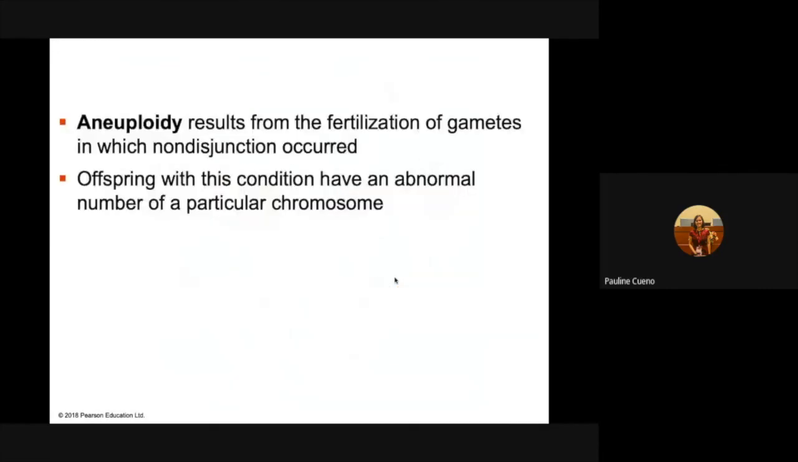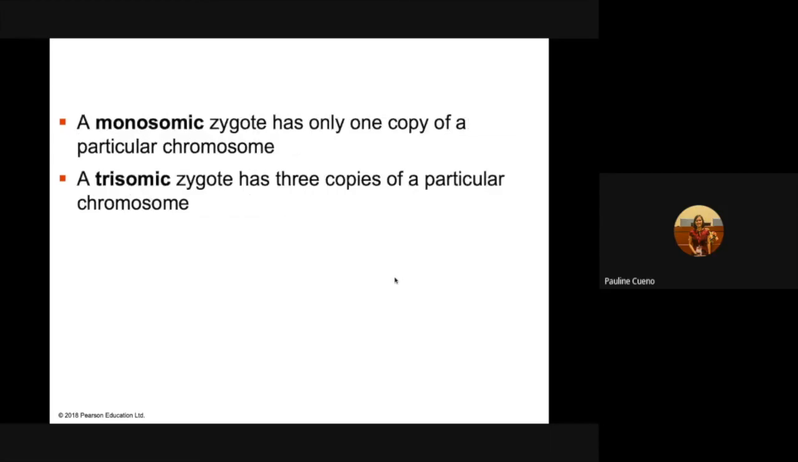Okay? And then, due to non-disjunction, aneuploidy will be a result of non-disjunction, which results from the fertilization of gametes in which non-disjunction occurred, and offspring with this condition have an abnormal number of a particular chromosome. So, if we will be talking about the human perspective, ang aneuploidy po, we will be talking about specific chromosome numbers. So, di ba, we have 23 pairs of chromosomes, and then there are two types of aneuploidy, yung monosomic and trisomic. So, pag monosomic, the chromosome that we are focusing on has only one copy.